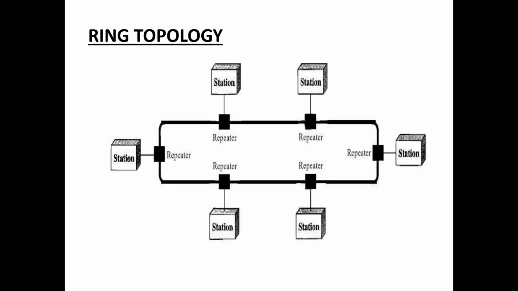Next one, ring topology. In ring topology, each device has a dedicated point-to-point connection with only 2 devices on either side of it. See here, station 1: station 2 is on one side and station 3 on the other side. So there are 2 other stations on either side of it, left side and right side.